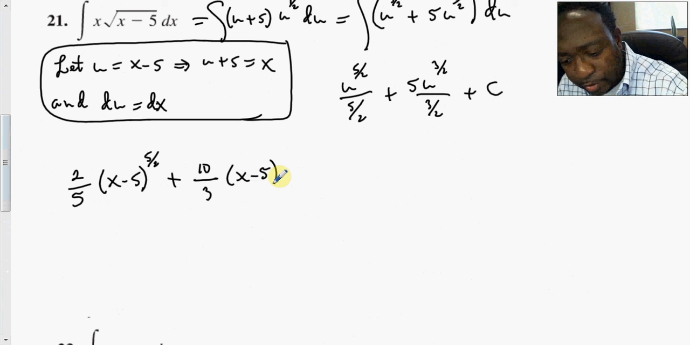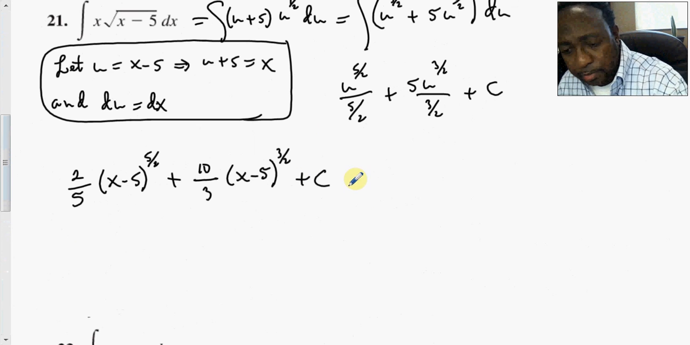X minus 5 is u. That's to the 3/2 power plus c.